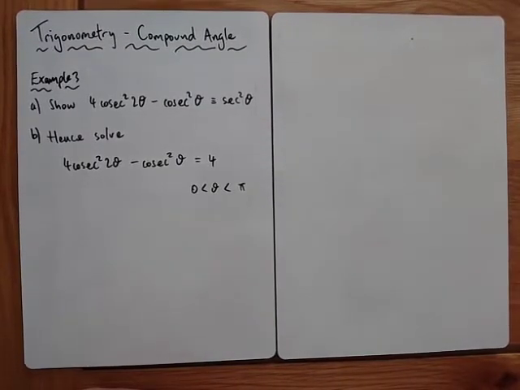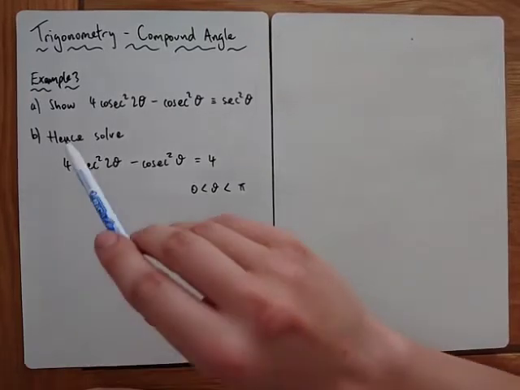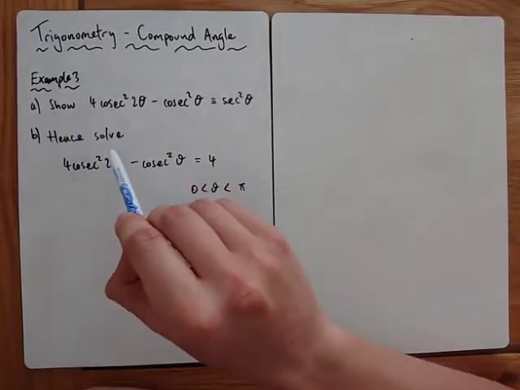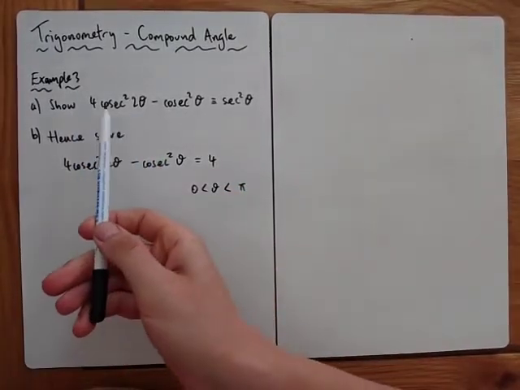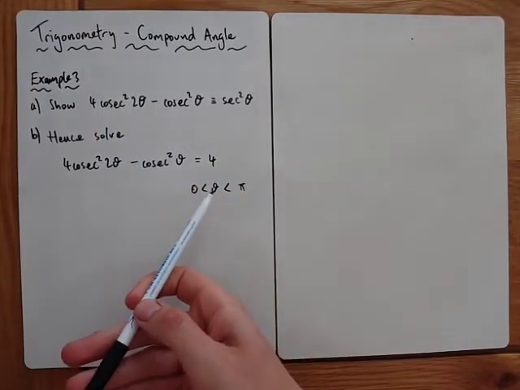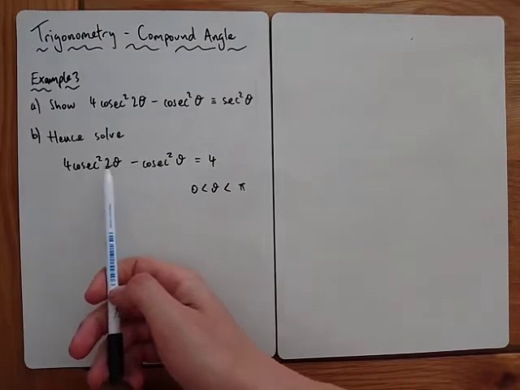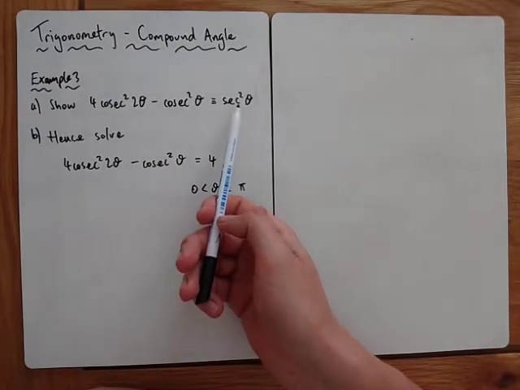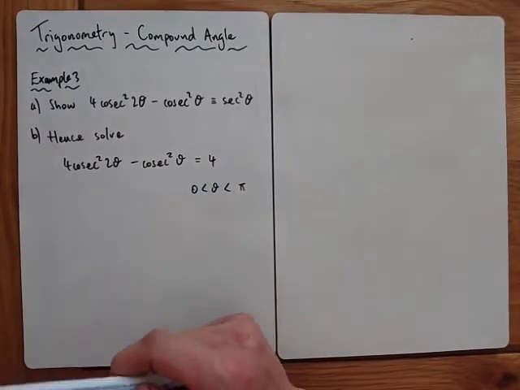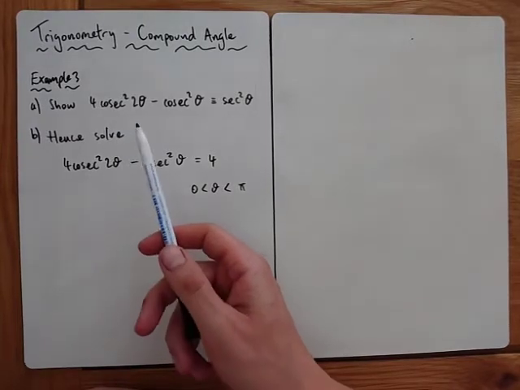Example 3 looks a little bit more challenging, but don't panic. Think about the format, like show this, solve this. If you cannot show this, you can still solve this, because that stuff there that looks horrible, remember, we know is the same as sec squared. So in part B, we're just going to solve sec squared equals 4.